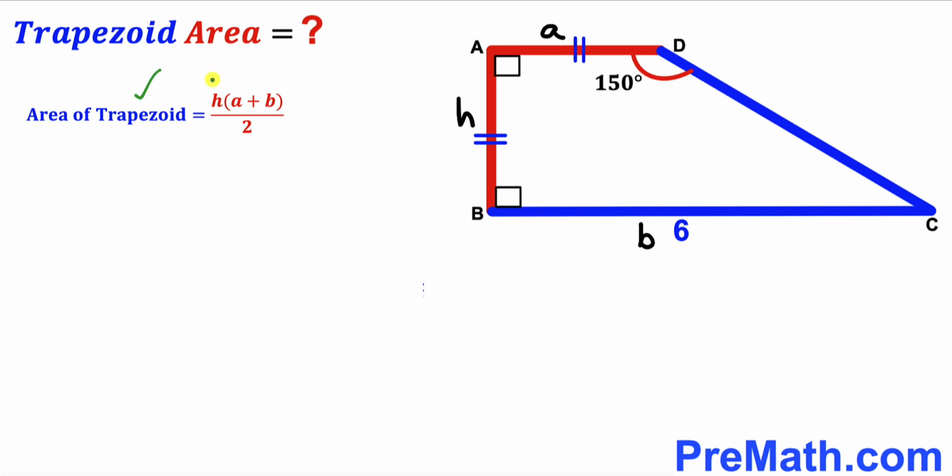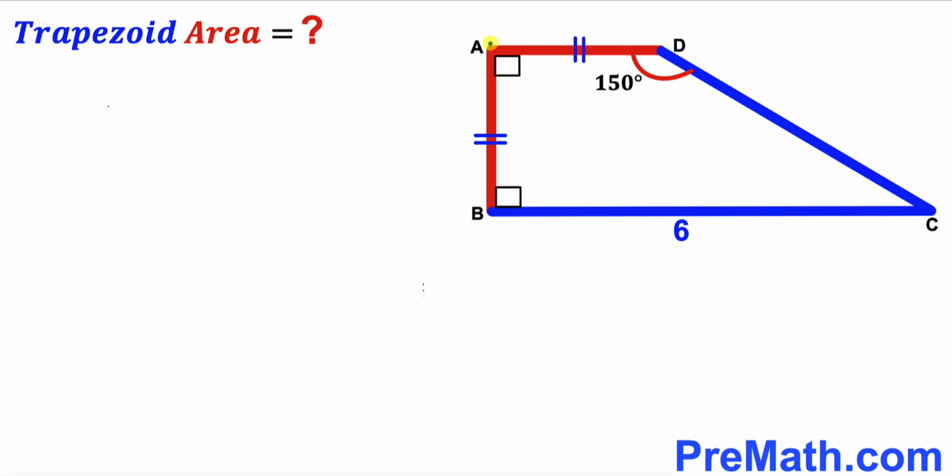Area is always equal to the height h times the sum of the bases a and b, all over 2. Here we can see this side AD is our base a, the side BC is our base b, and this side AB is the height h. We know our base b equals 6. So our task is to find the value of a and the value of h before we can calculate the area of this trapezoid.